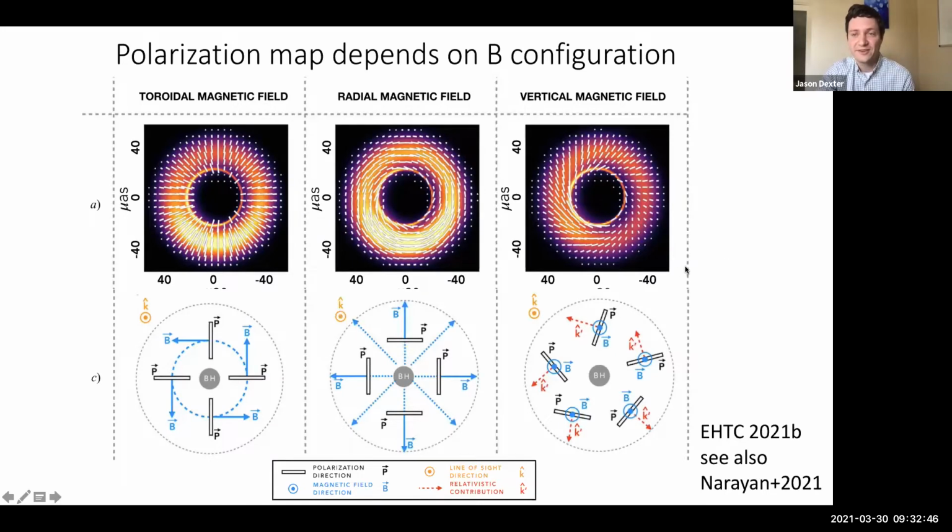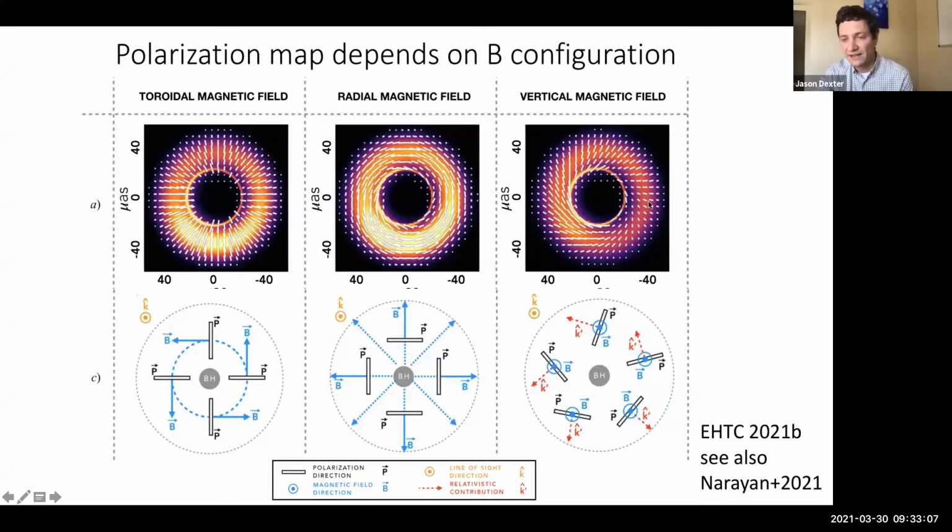If you just did K cross B with no relativistic effects, you would get something pretty close to 0 and purely vertical in this plot everywhere. But actually, when you account for relativistic effects of light bending and aberration, you end up with an interesting kind of twisty pattern. Again, I'm not going to describe that in more detail, but just kind of an interesting result.